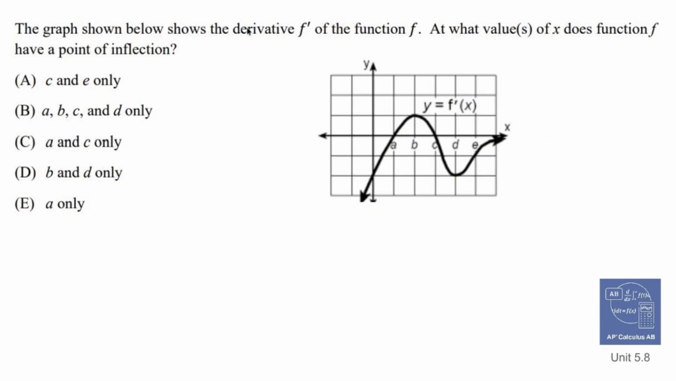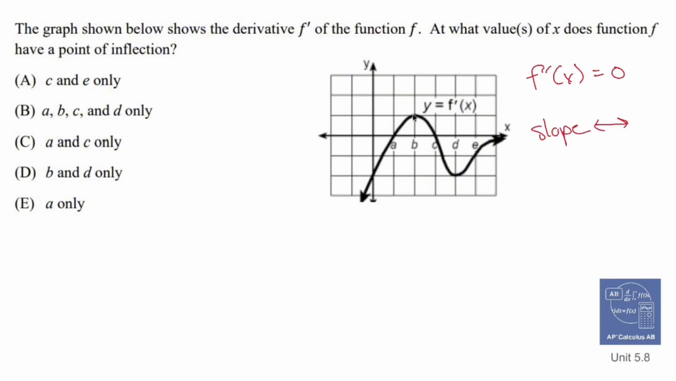The graph shown below shows the derivative f prime of x of the function f of x. At which values does function f have a point of inflection? Well, a point of inflection exists when f double prime of x equals 0. Now, what that would mean in this context is that the derivative of this function is 0, which means I want a slope of 0 or a flat slope.